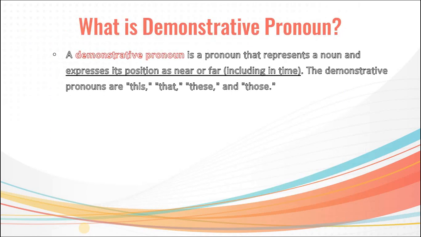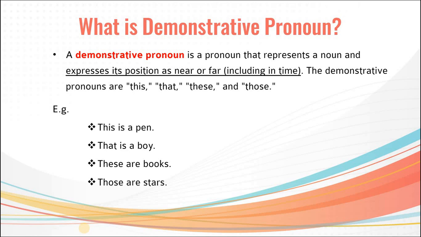What's a demonstrative pronoun? A demonstrative pronoun is a pronoun that represents a noun and expresses its position as near or far, including in time. For example, you say this is something, that's something, these are some things, or those are something. So this, that, these and those are called demonstrative pronouns. When you say this is a pen, it means that the pen is near to you and singular. This must be used for singular and near objects.